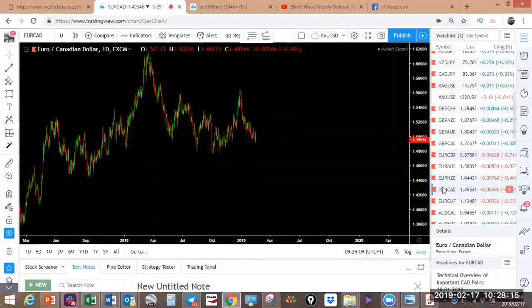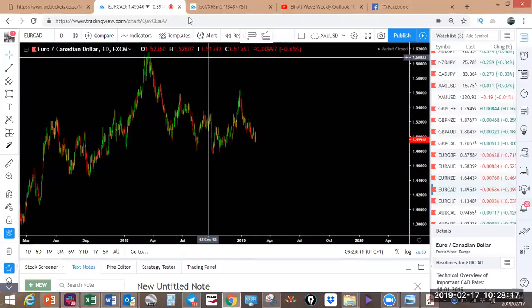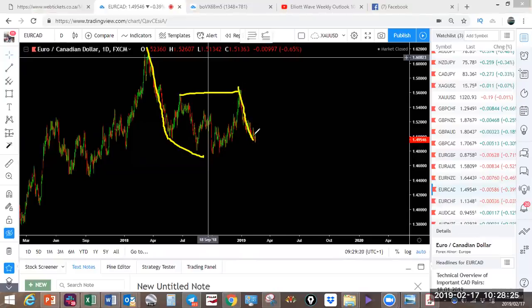EURCAD, you've got this move here. So EURCAD, we have a pulsing move here. You've got a corrective structure there, looking like an expanding flat, dropping here with this move. I'm expecting at least a corrective move here. This is on the daily now, and a move like this.